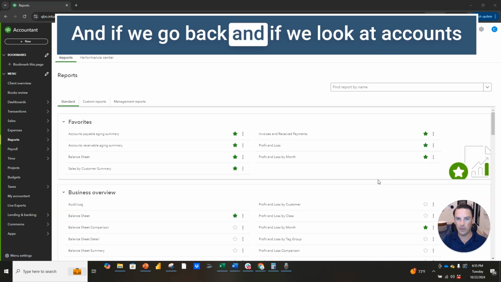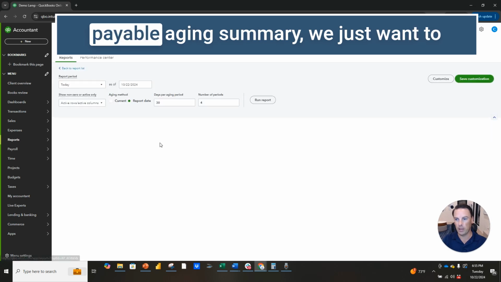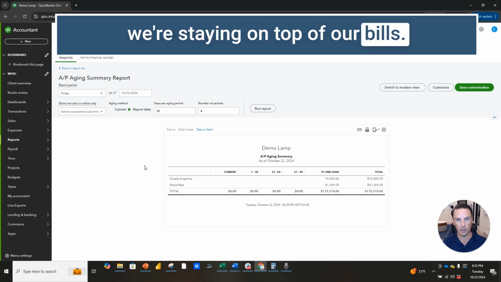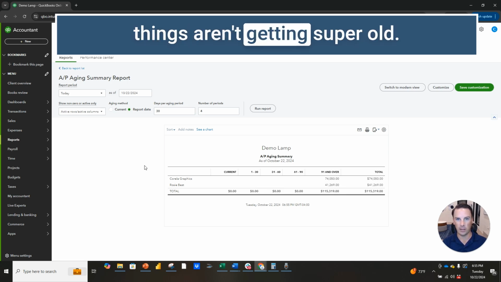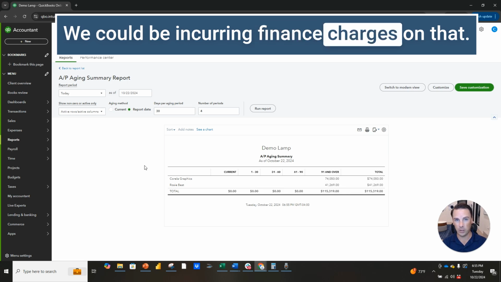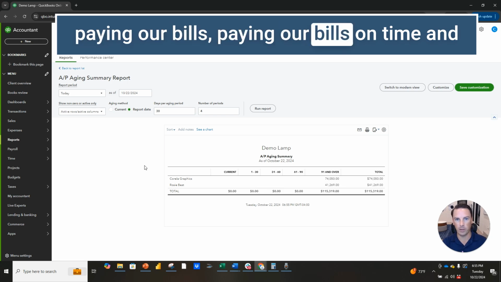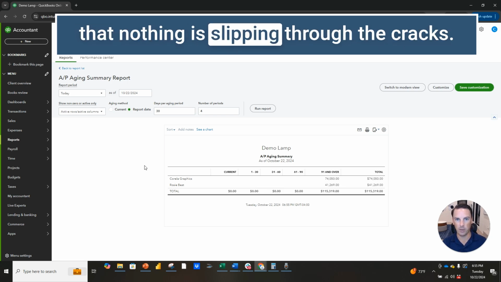And if we go back and look at the accounts payable aging summary, we just want to make sure that things are staying current. We want to make sure that we're staying on top of our bills. We want to make sure that things aren't getting super old. We could be incurring finance charges on that. Not a good thing. So we just want to make sure that we're paying our bills on time, and that nothing is slipping through the cracks.